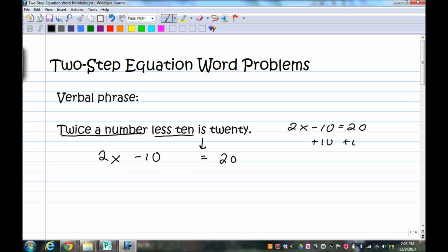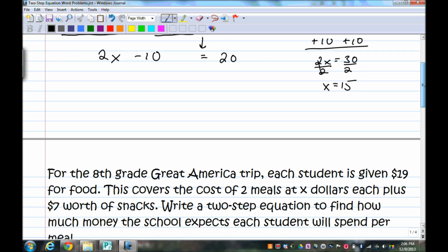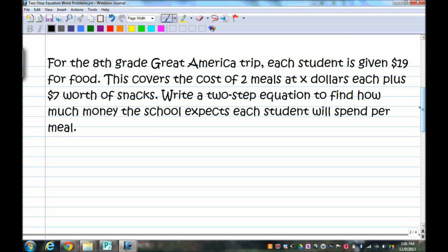And what we'll do is we'll add 10 to both sides to solve this, and we have 2x is equal to 30. Divide by 2 on both, and x is equal to 15. And then you can perform a check if you like. But let's move on to a word problem. Those are more fun. Ooh, this is a biggin'.